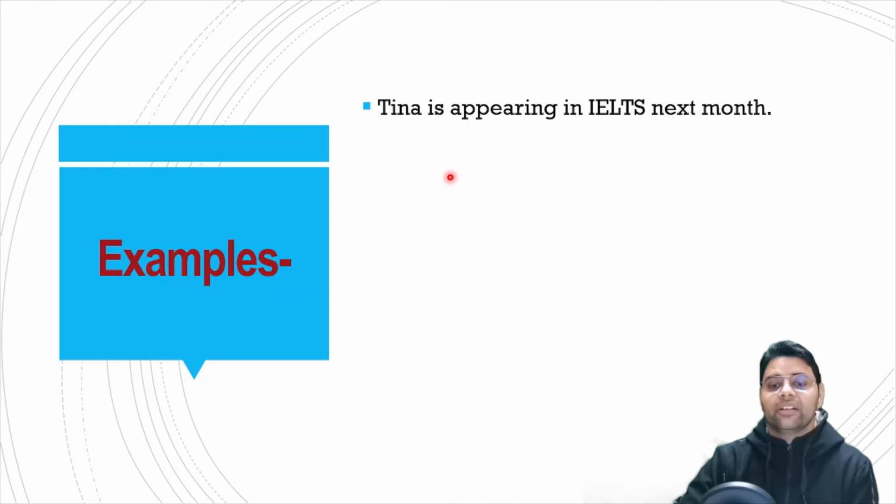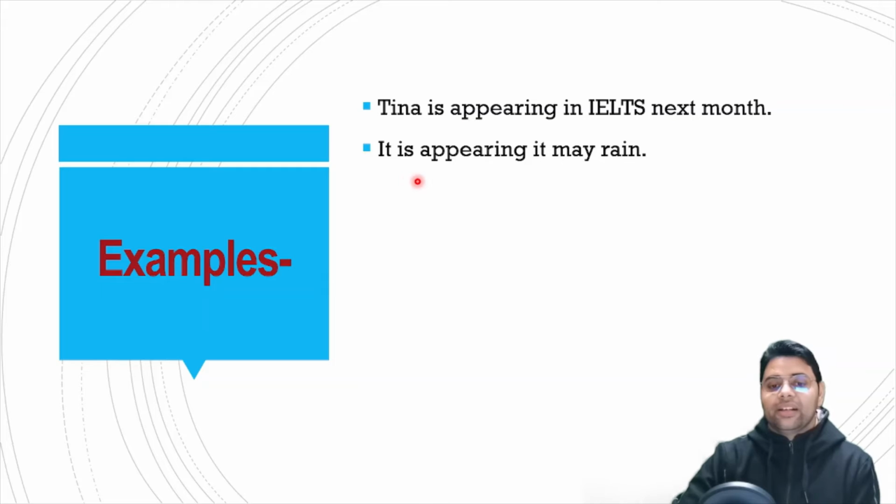Tina is appearing in IELTS next month. So here it means to sit in an exam, and in this sense appear is a progressive verb. So a progressive verb can be expressed in continuous tense. So the sentence is correct.